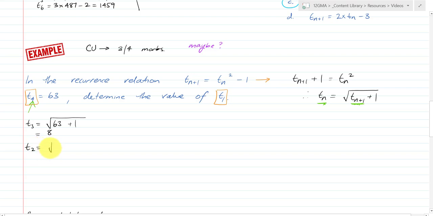Term 2 is equal to the square root of 8 plus 1. And 8 plus 1 is 9. The square root of 9 is 3. And term 1 is equal to the square root of 3 plus 1. And that's equal to the square root of 4, which is 2. And sorry, that should be term 1. We're going down, aren't we? Not up. So term 3, term 2, term 1, and term 1 is 2. So there we've applied our backwards design to determine the value of term 3, term 2, term 1, which is addressing our question. And that was a complex question, possibly unfamiliar.